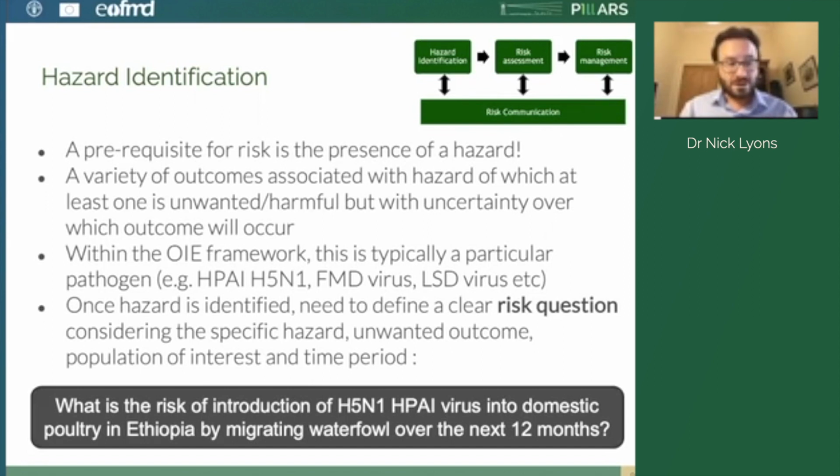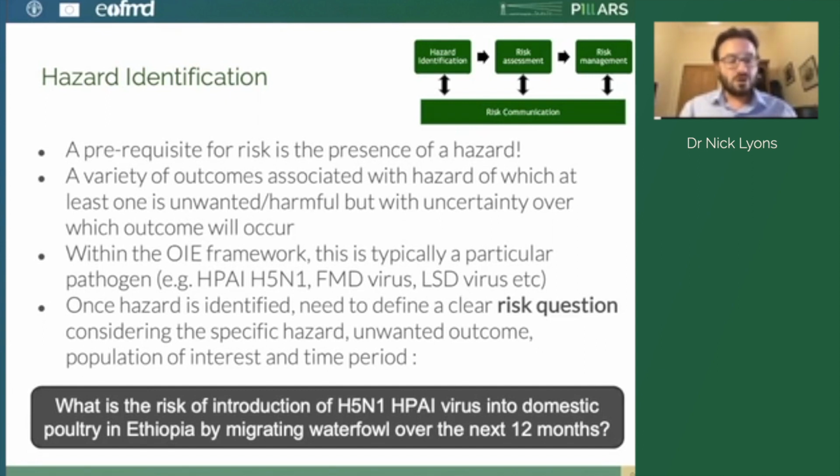So once you've identified that hazard, you then need to define a clear risk question considering that hazard, like the unwanted outcome, the population of interest, and the time period. So this is an example of a clear risk question upon which your risk assessment might be based. For example, what is the risk of introduction of H5N1 HPAI virus into domestic poultry in Ethiopia by migrating waterfowl over the next 12 months.